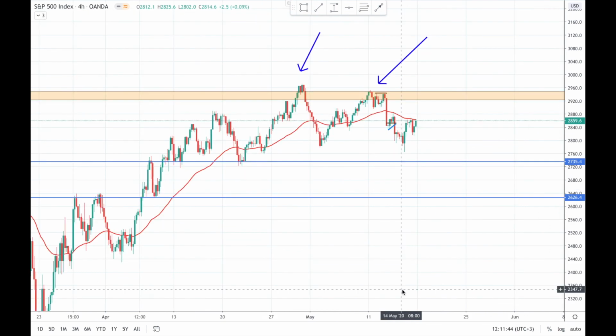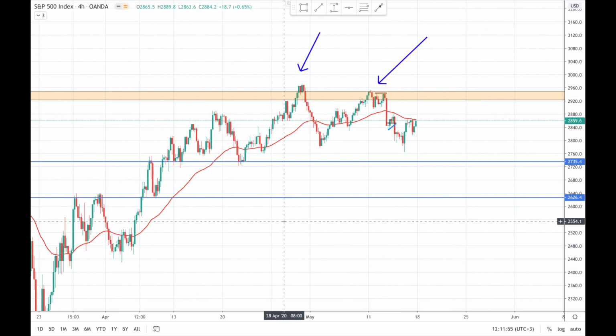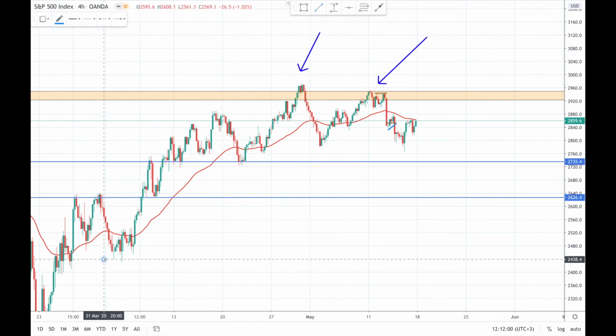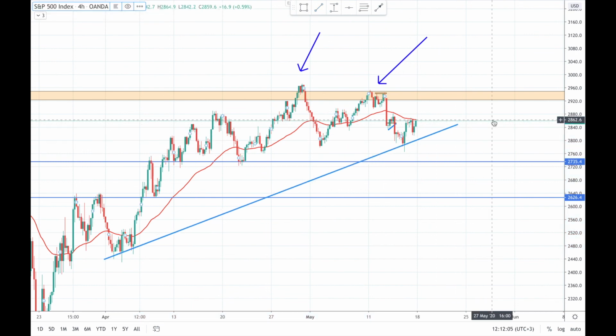Here's the 4-hour time frame. And as you can see, price has already broken right through the 50 EMA, confirming our bearish bias. But to add even more confidence, we as always put a trend line and wait for price to break right through it, and then enter the trade.